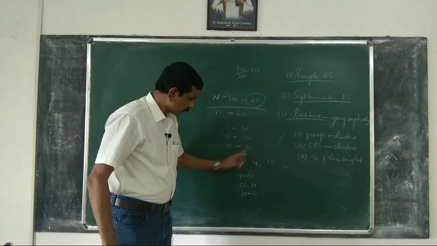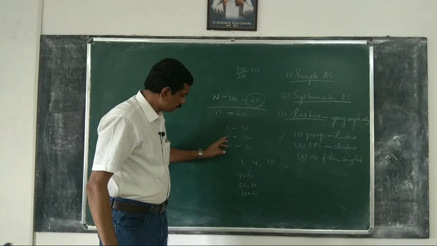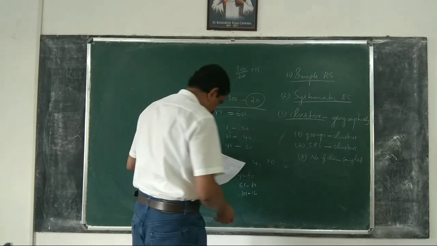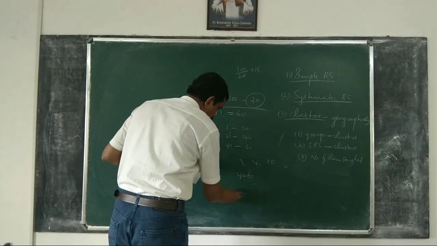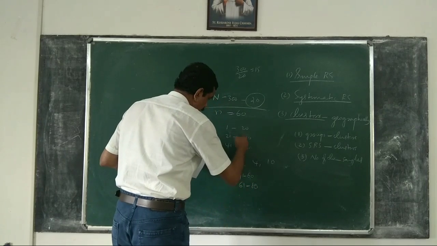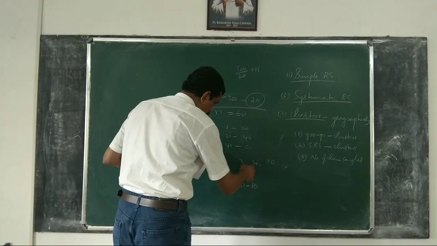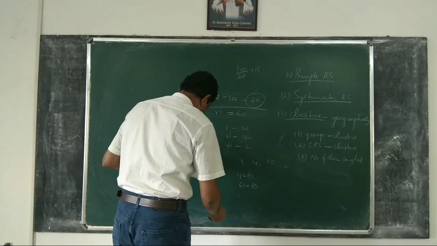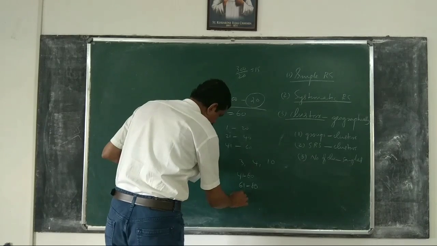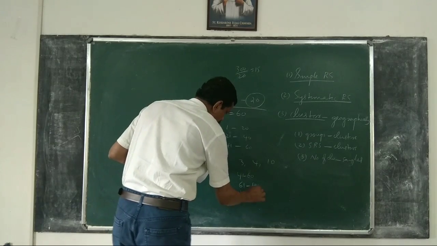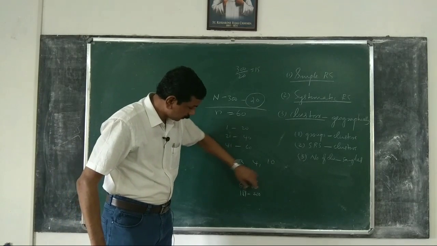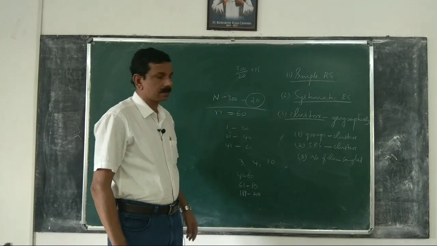The first cluster is 1 to 20, the second 21 to 40, the third cluster is 41 to 60, the fourth cluster is 61 to 80, and the 10th cluster is 181 to 200. So we have samples 41 to 60, 61 to 80, 181 to 200.